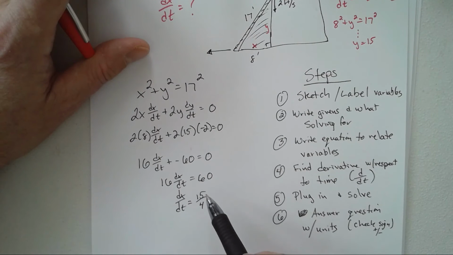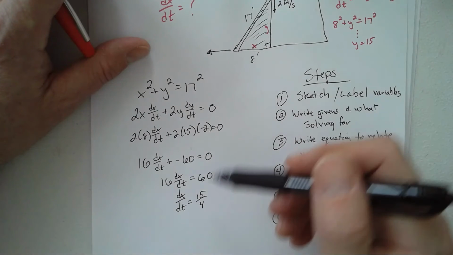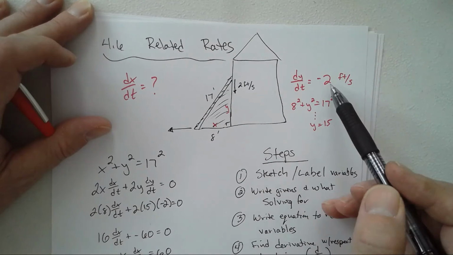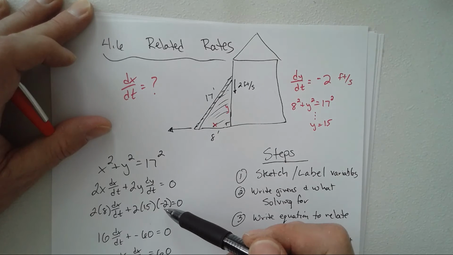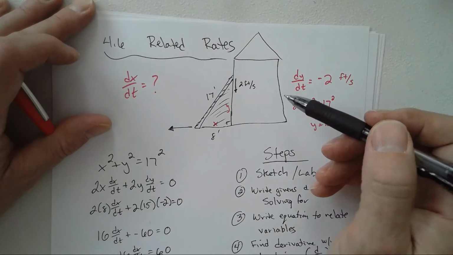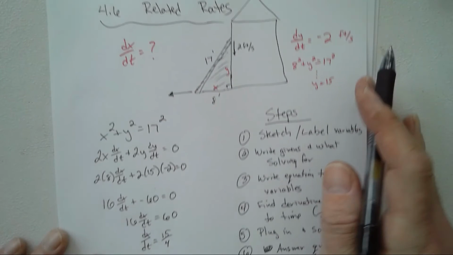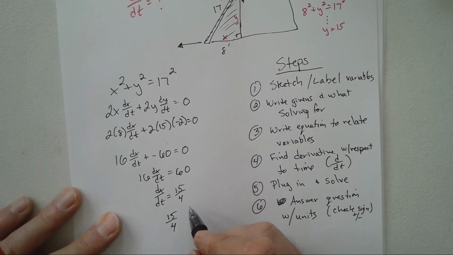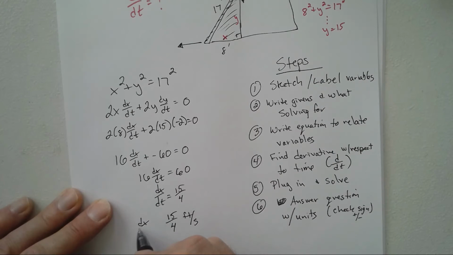If you got the wrong sign here, then you probably assigned the wrong given, like we plugged in 2 instead of -2 for whatever was given. So check the sign and then write out the answer. The answer is 15/4. Make sure you include units. It would be feet per second. dx/dt.